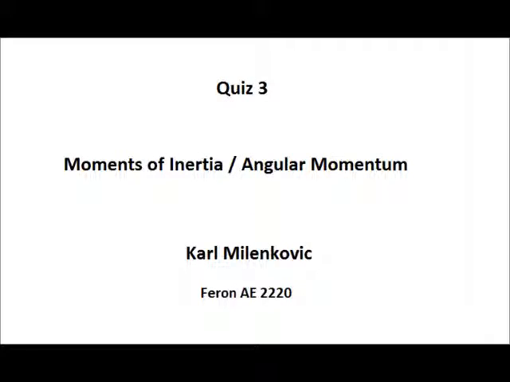For quiz 3, we were asked to compute the angular velocity of the right triangle after the collision, as well as the velocity of point C on the triangle. In order to do this, several things needed to be recognized and computed.